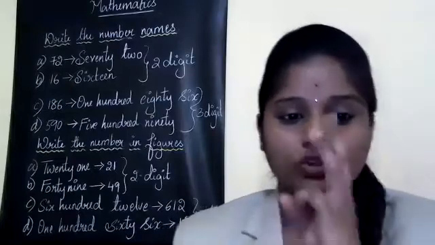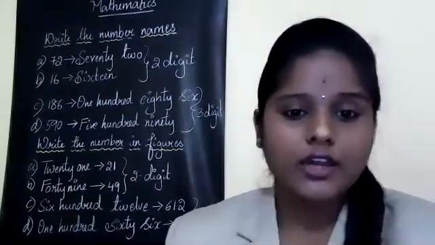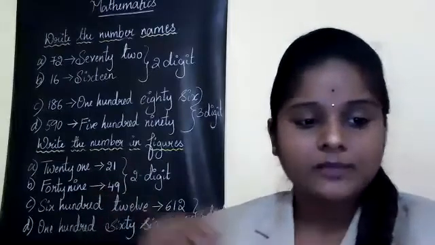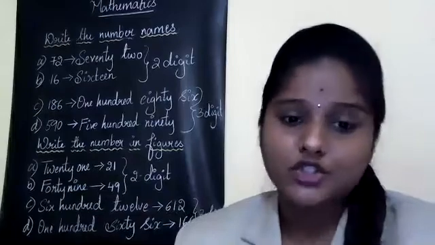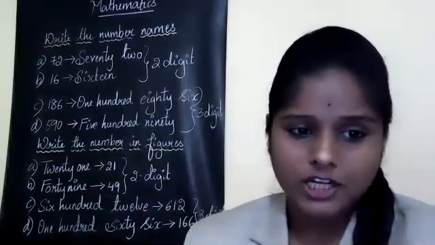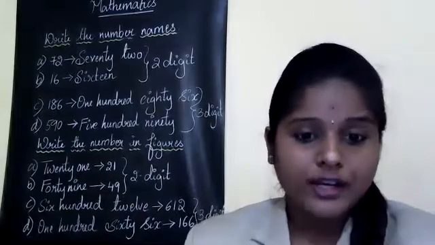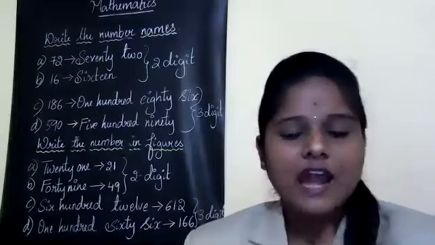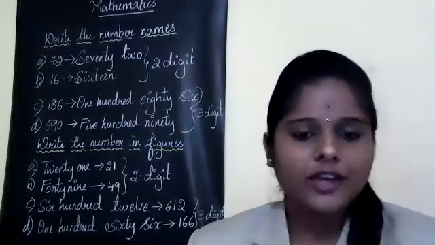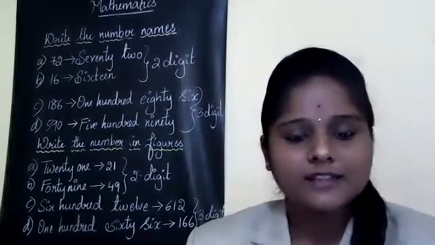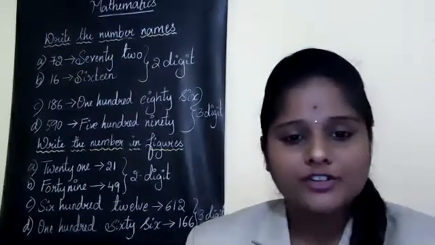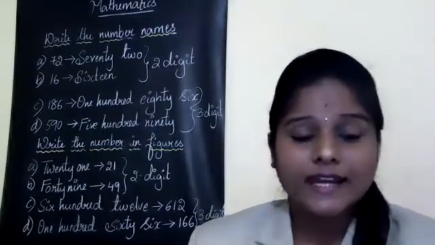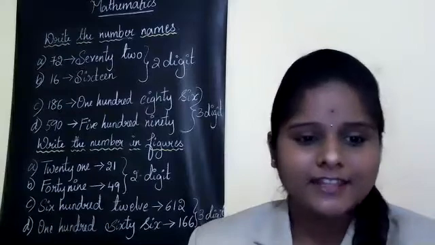Now we are moving on to a 3-digit number. Okay. There will be a 3-digit number. See my third question. Six hundred twelve. Okay. So the question is six hundred twelve. Now how to write a 3-digit number? Start from the hundreds place. Okay. Start from the hundreds place. Now tell me how many hundreds? 6. Very good.